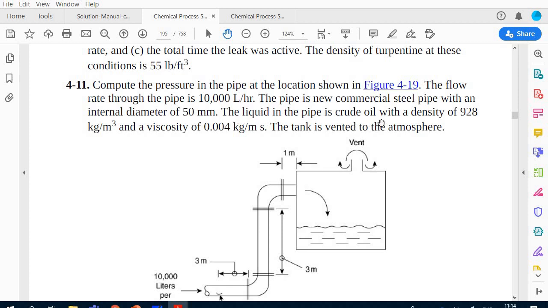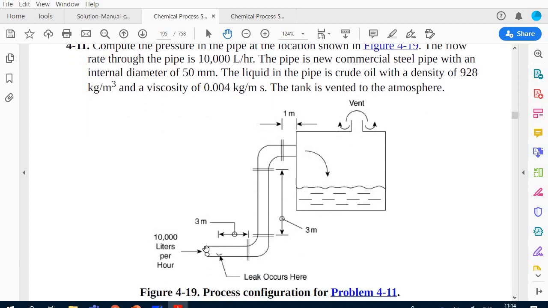The liquid in the pipe is crude oil with a density of 928 and viscosity of 0.04 kilogram per meter per second. The tank is vented to the atmosphere. That is important to say that there's no pressure here, right? If it's talking about the gauge pressure. Okay, great. So we can see here that we have a leak that occurs at that side, which is about 3 meters from here.